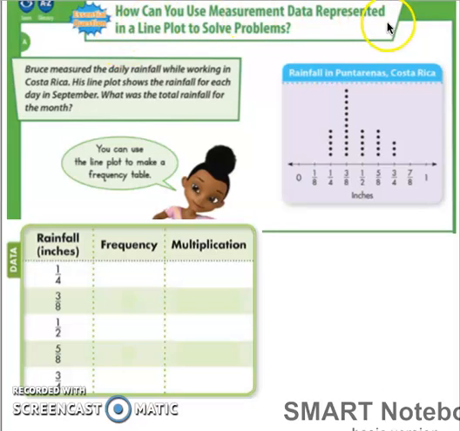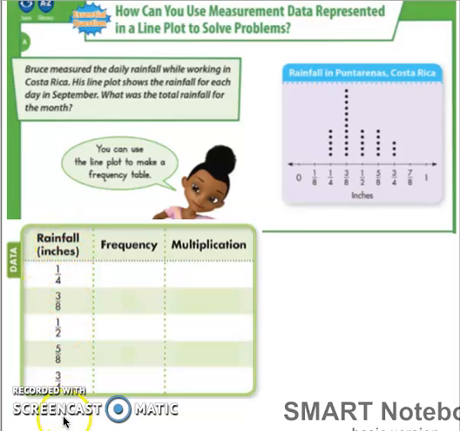Okay, so how can you use measurement data in a line plot to solve problems? Bruce measured the daily rainfall while working in Costa Rica. His line plot shows the rainfall for each day in September. So this is all the measurements for each day in September, and they're all fractional amounts. What is the total rainfall for the month? Okay, so you'd have to figure this out by finding out how much it rained for each of these amounts.